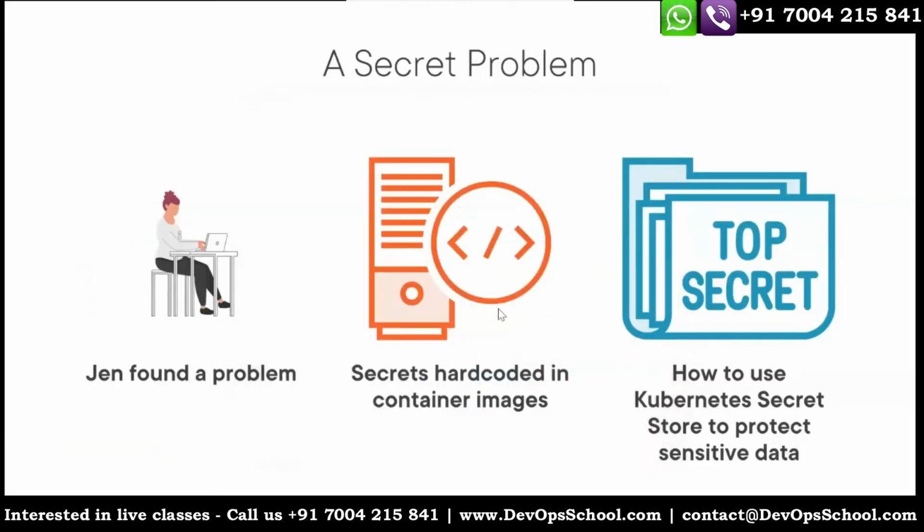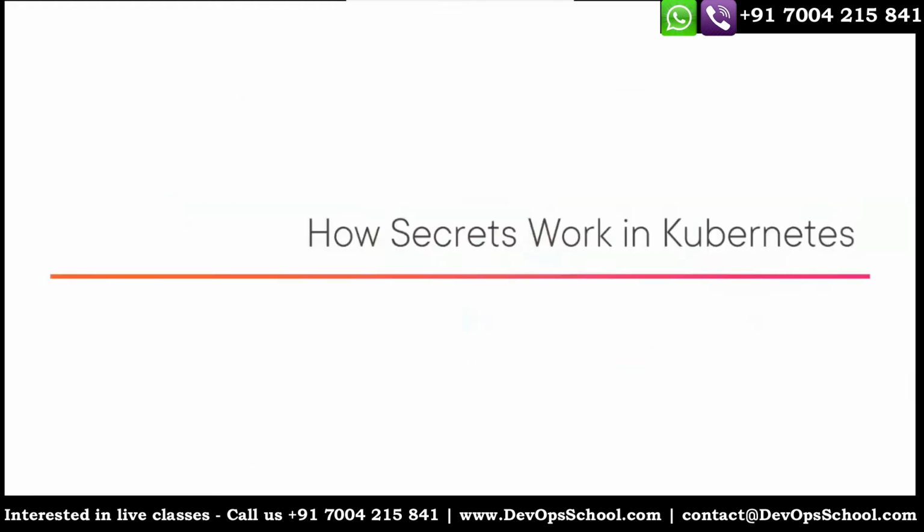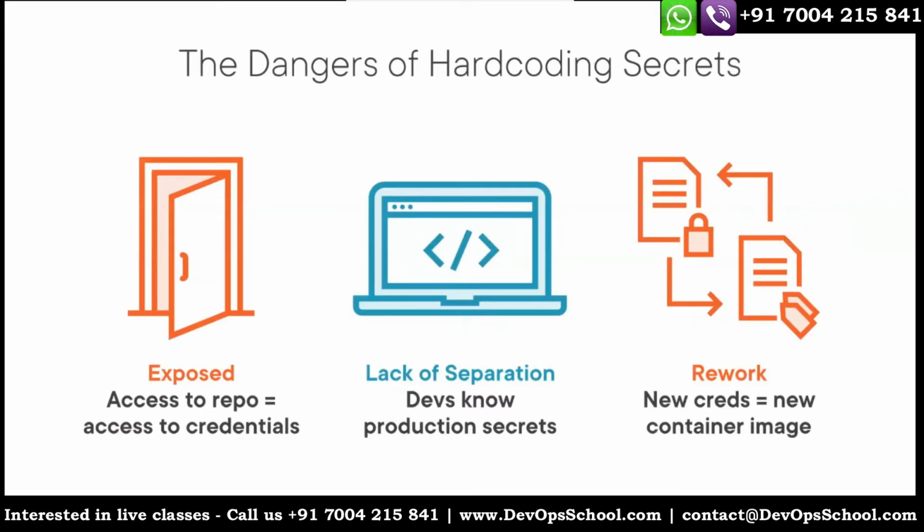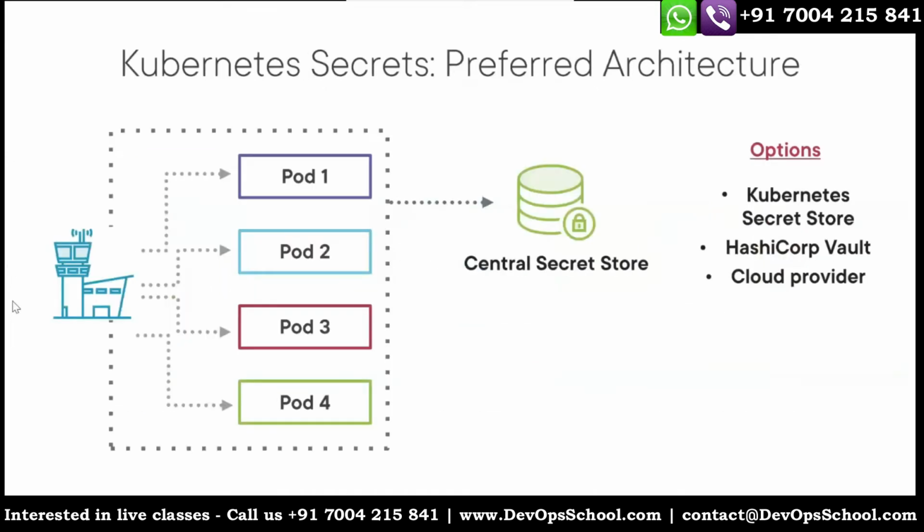So the question is very simple. Secrets are hard coded in the container image and at some location which is mounted, and you know that, correct? Yeah. So the question is very simple: how to use Kubernetes secrets to protect sensitive data? This is something we have to work on. We know that very well. Access to the repo means access to the credential, which is exposed; lack of separation, where dev knows the production secret; rework for new credentials, new container images and all, which always keeps on going. So these are the dangers of hard coding secrets. So what to do?